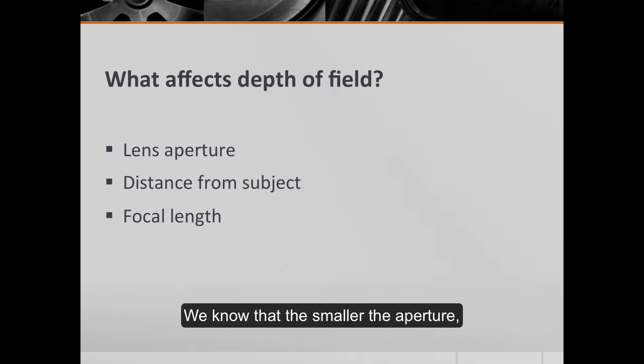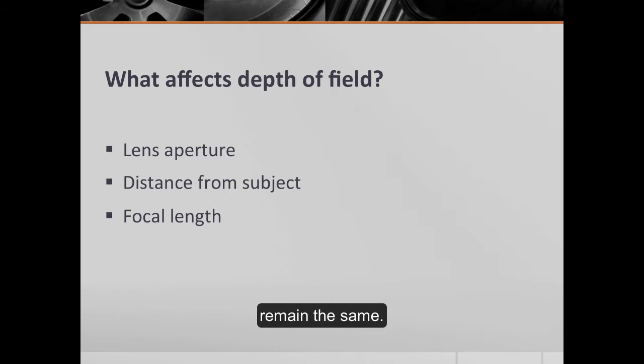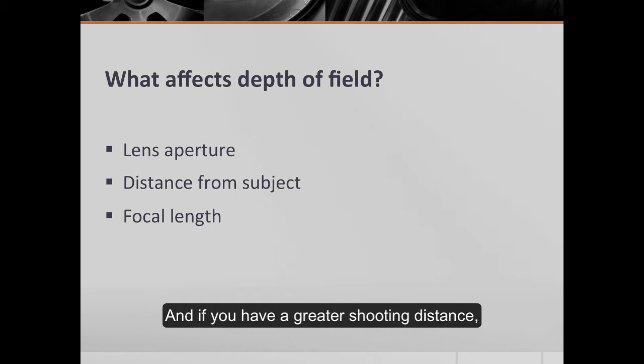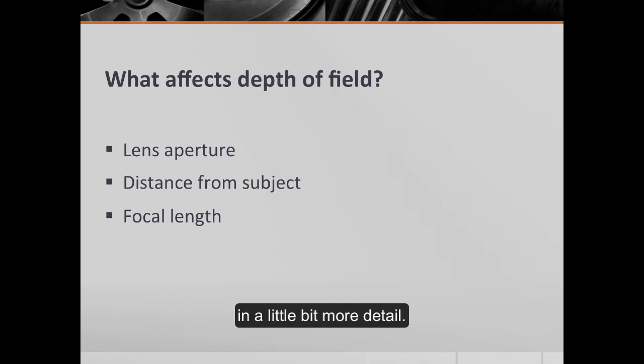We know that the smaller the aperture, the deeper the depth of field. So that happens when the lens focal length and the shooting distance remain the same. So these are all intertwined. Now if you take a shorter lens focal length, you'll get a deeper depth of field, and that's if the aperture and the shooting distance remain the same. And if you have a greater shooting distance, the depth of field will be deeper, and that's if the aperture and focal length remain the same. So you can see how they are all intertwined. Let's take a look at each criteria here in a little bit more detail.